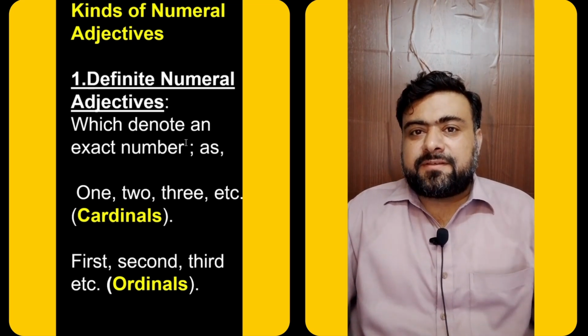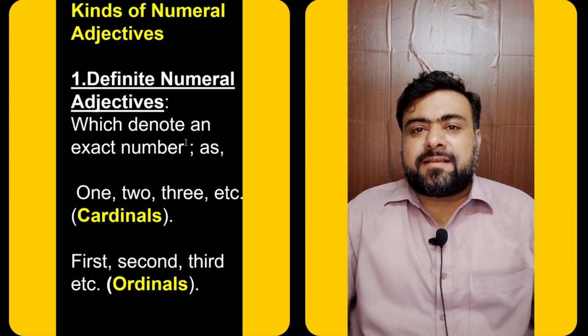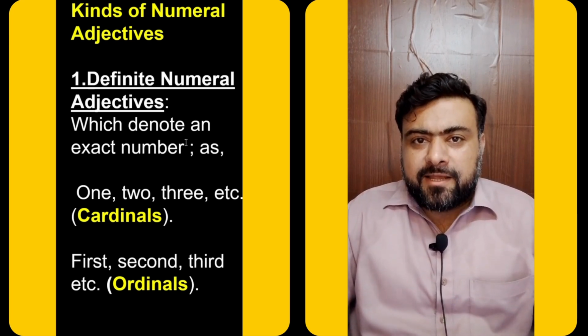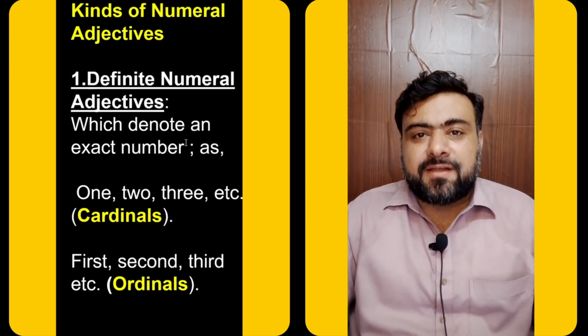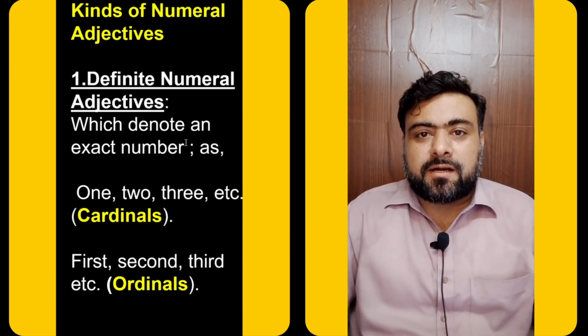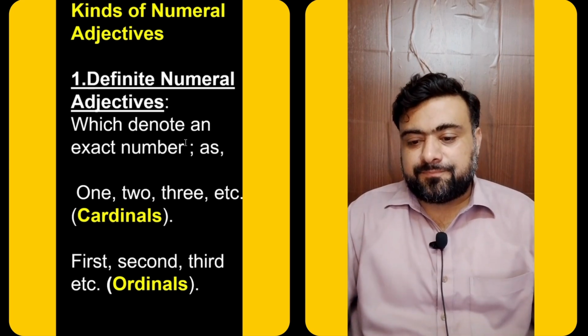When an adjective tells us about the number of a noun, like 1, 2, 3, they are called cardinals. And if they tell us about the exact position or exact order in which that noun lies, then they are called ordinals. First, second, third. 1, 2, 3 are cardinals. First, second, third are ordinals.